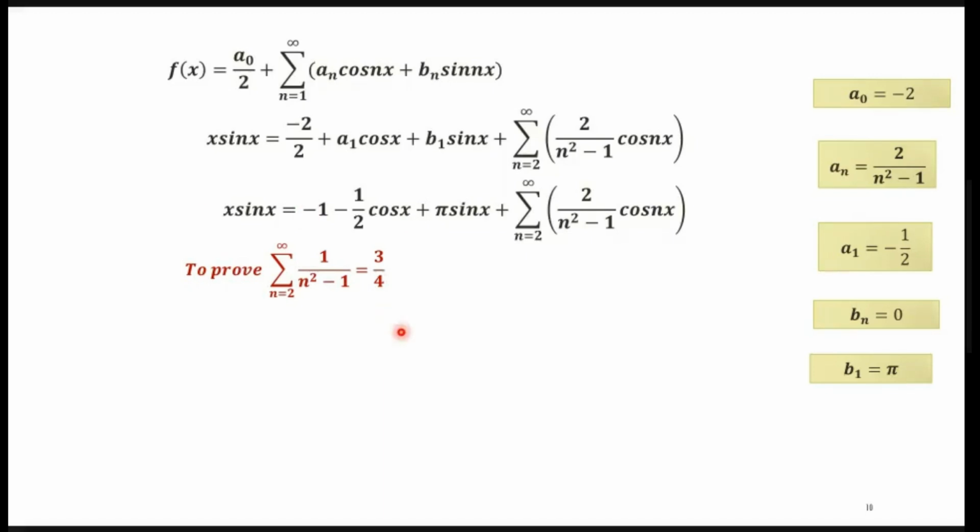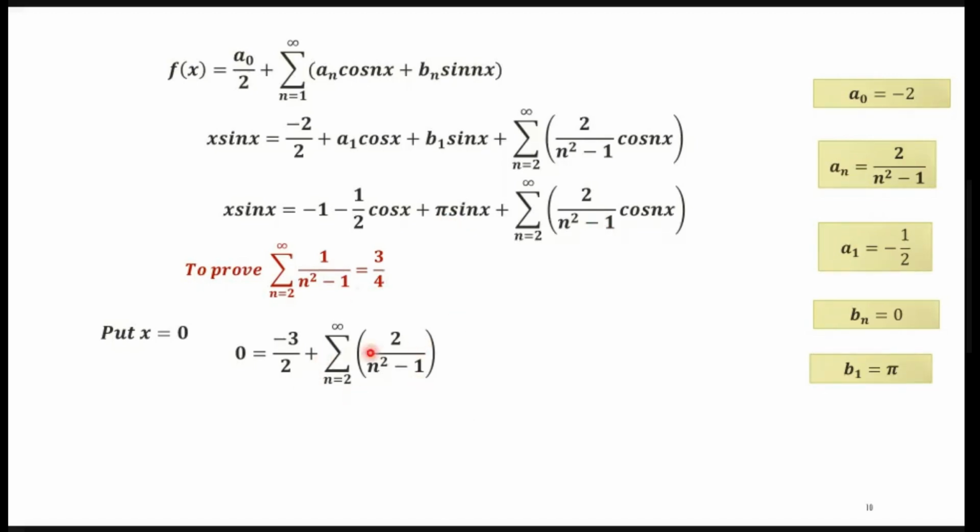So putting x is equal to 0, left hand side 0, minus 1 by 2 cos 0 that is 1, sin 0 is 0 and this will also become 1. So we can write 0 is equal to minus 1 by 2, this is 1. So minus 1 by 2 will become minus 3 by 2. This is 0, summation n varying from 2 to infinity 2 upon n square minus 1.